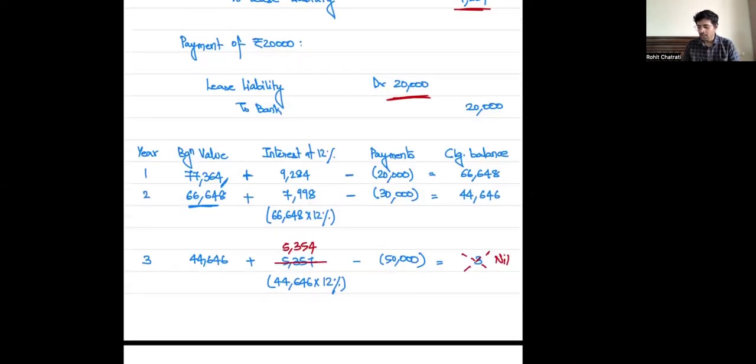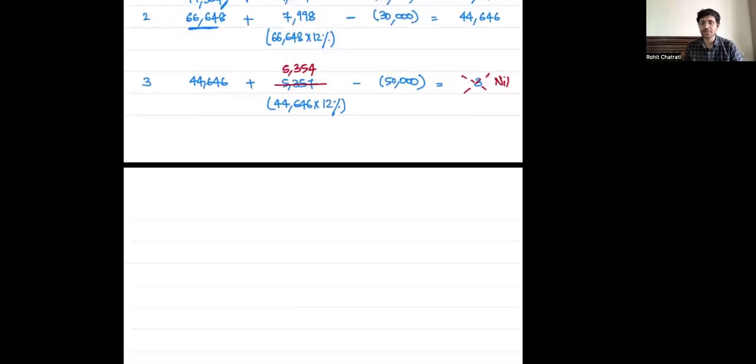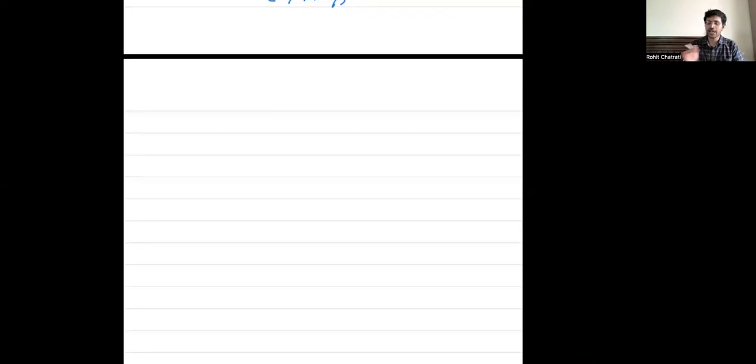Both ROU and lease liability are going to go down to 0. All right. Now we've seen the subsequent measurement of ROU asset and subsequent measurement of lease liability. With that, we are actually done with the question. But I would like to actually show you something.